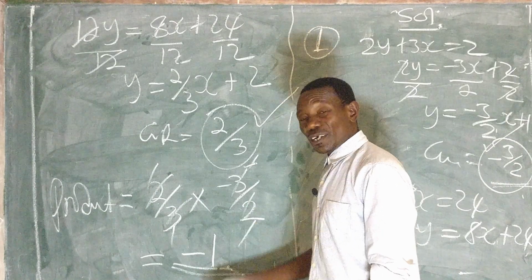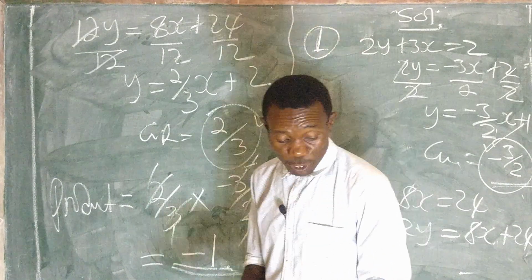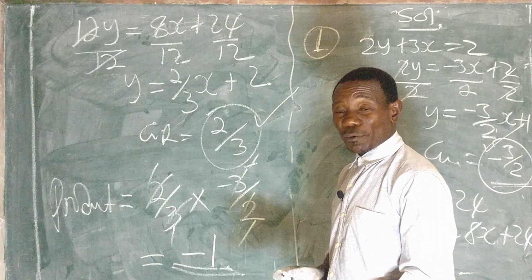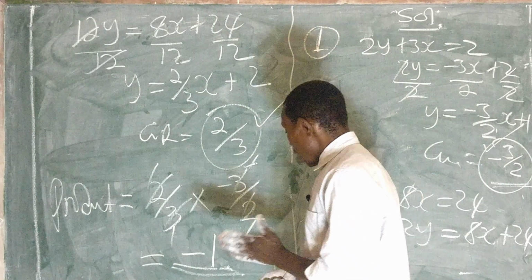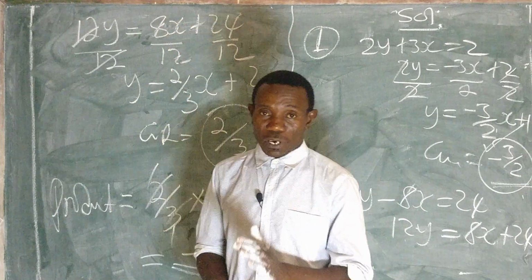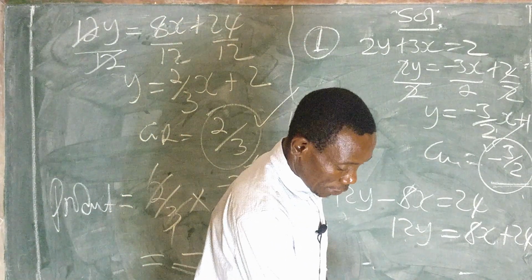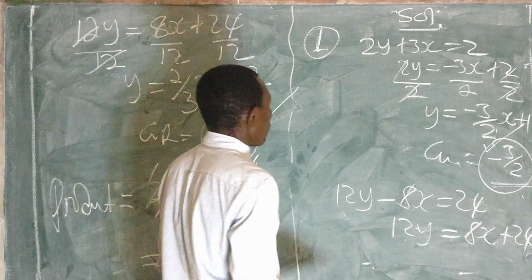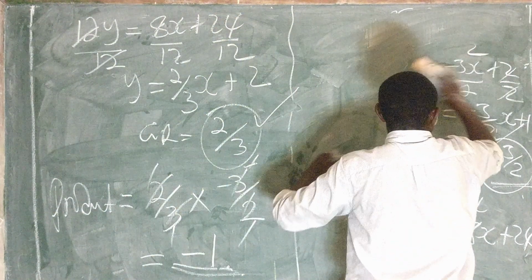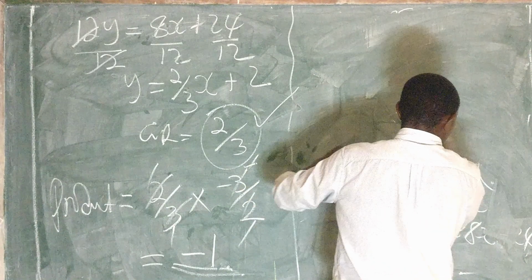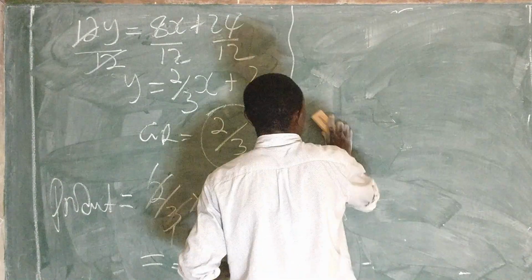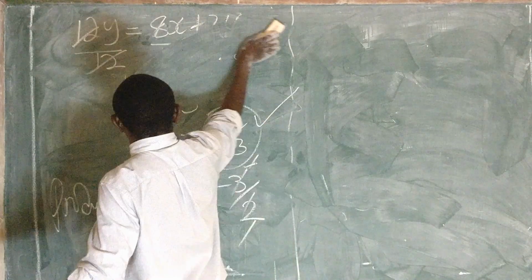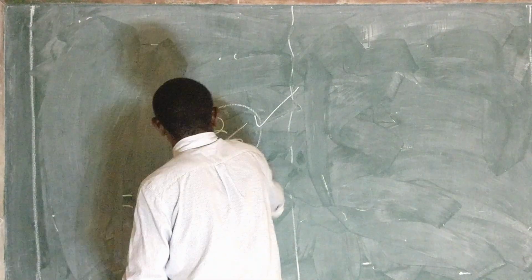And if the value comes as negative 1, then those two equations are really perpendicular to each other. But if the product is not negative 1, then deduce that the lines are not perpendicular to each other. Right? Let us have now the last example in this section, where we have to calculate the equation of the line that is perpendicular to the other one. How do you calculate the equation of the line that is perpendicular to the other?